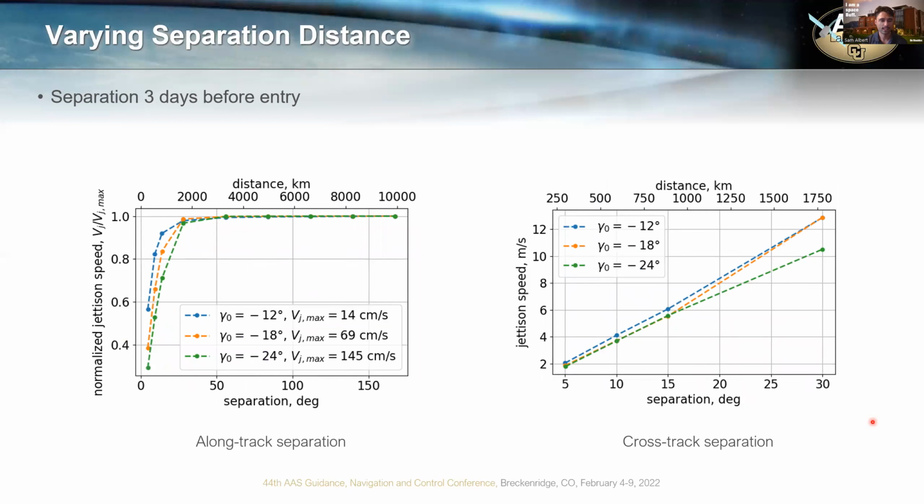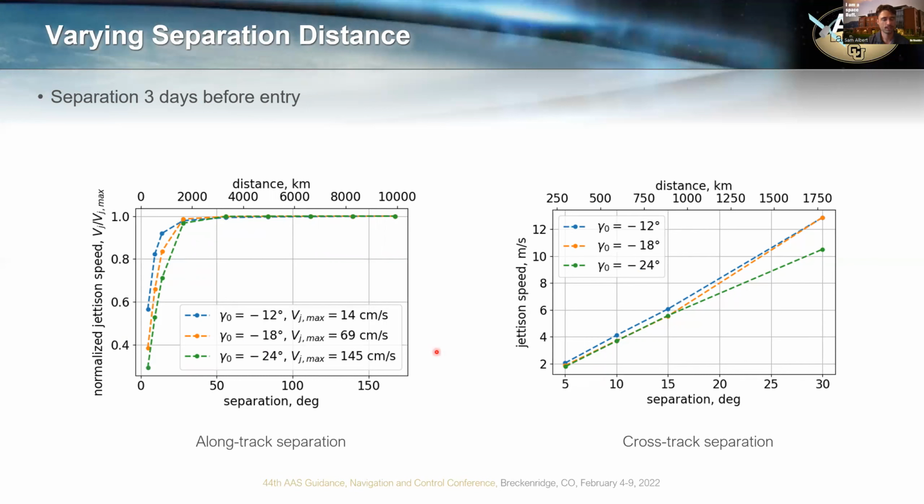Now in this slide, we're looking at along track separations on the left and cross track separations on the right. And we're always separating 3 days before entry in this case. And we're looking at, again, the required jettison speed versus the desired separation distance. And on the right, for cross-track, first of all, we have basically no impact by changing the entry flight path angle of that approach trajectory. And we also see what is actually roughly a linear increase in jettison speed with desired separation. So this is sort of close to what we might expect.